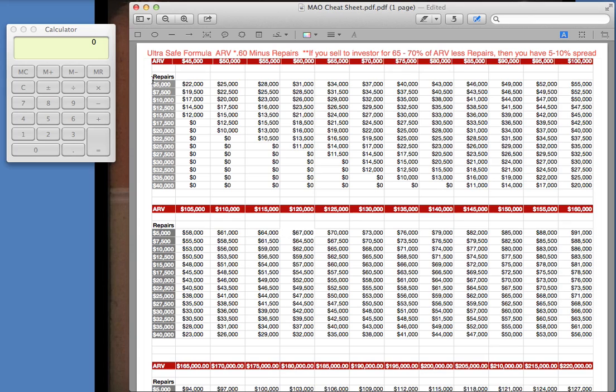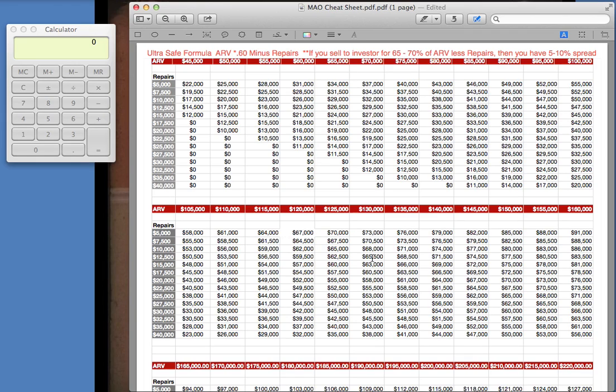On the left, in the gray shaded boxes, are our repair estimates. They start at 5,000 and go up to 40,000. Now, of course, they're going to be higher than that sometimes, but most of the time they're going to come somewhere in this range between $5,000 and $40,000 in repairs. So before you're able to use this sheet, you do need to already know ARV and your repair cost to be able to come up with a maximum allowable offer for your seller.